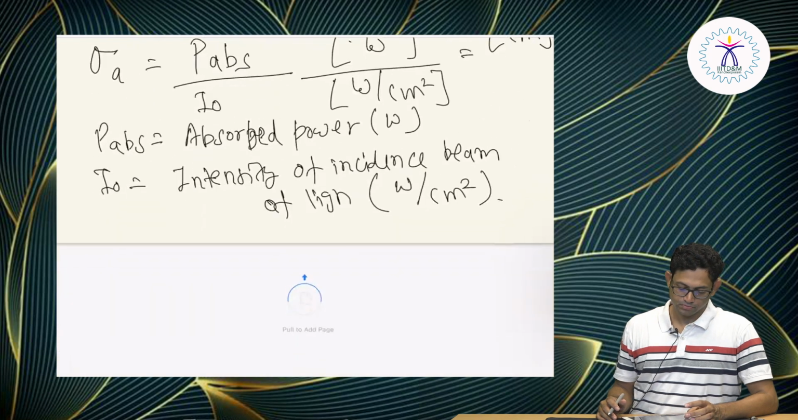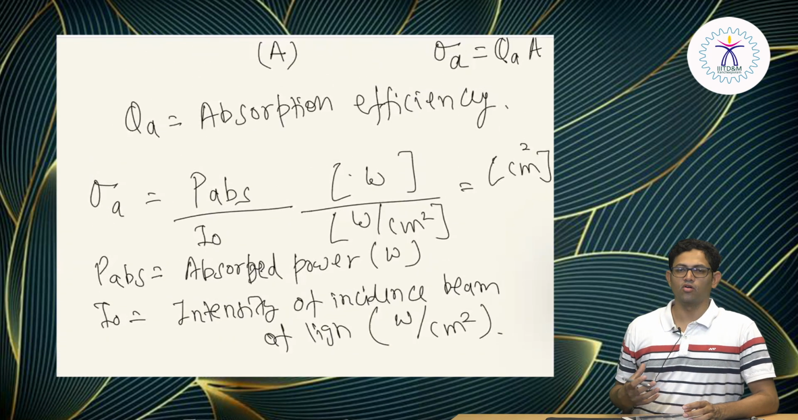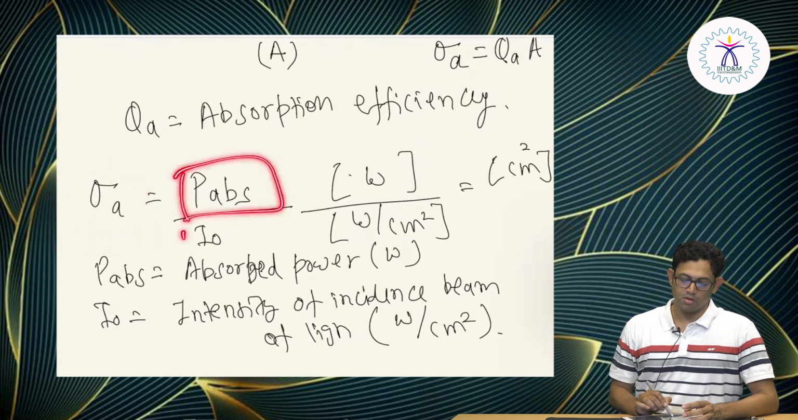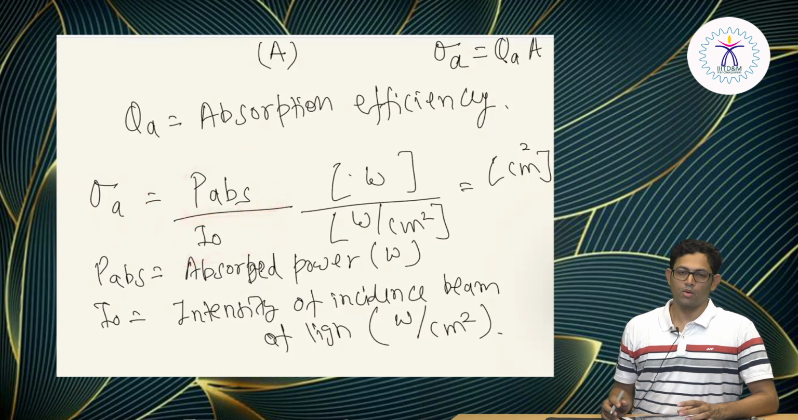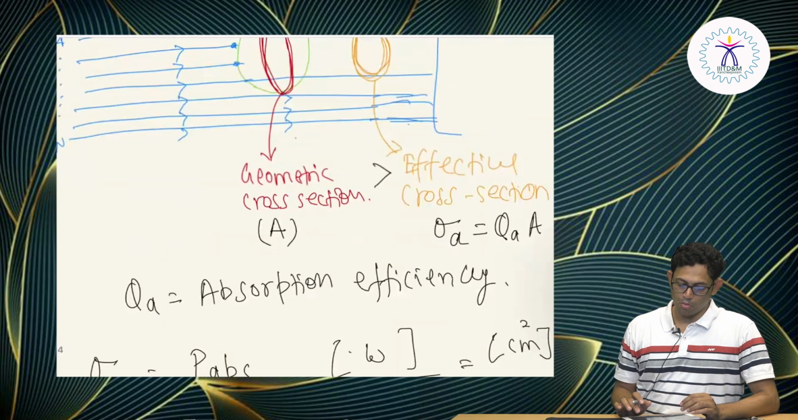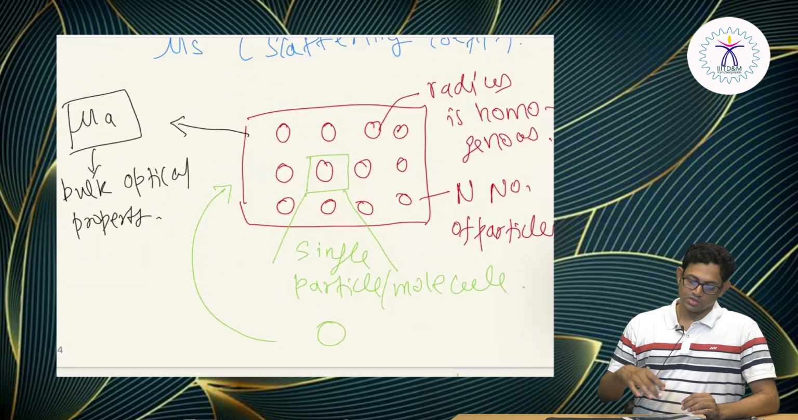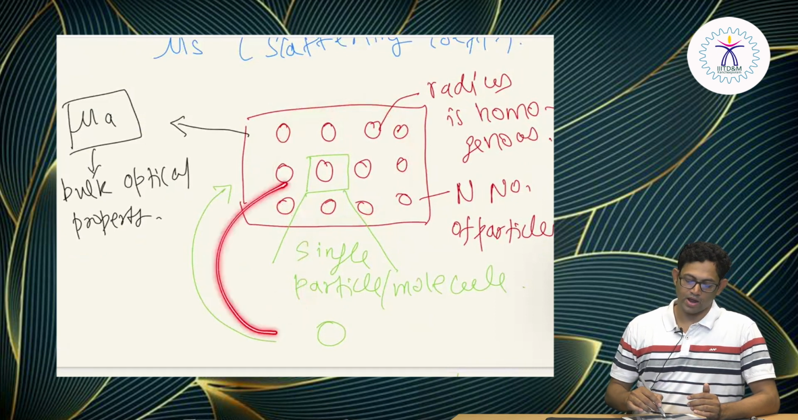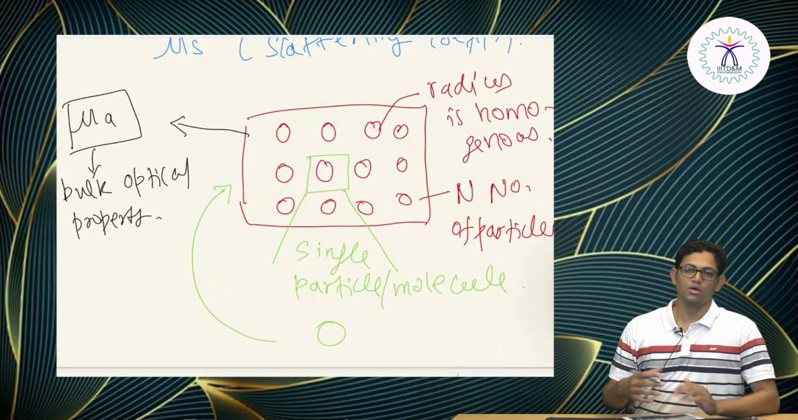So this is another way of finding the effective cross section area, that is, how much of the incident power, the incident light intensity, is absorbed. Now as I said, we have moved from many particle theory to a single particle theory. Now we have to go back from a single particle theory to a many particle theory.